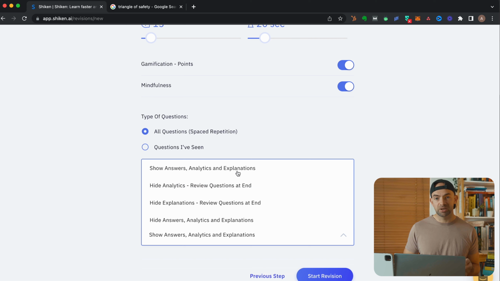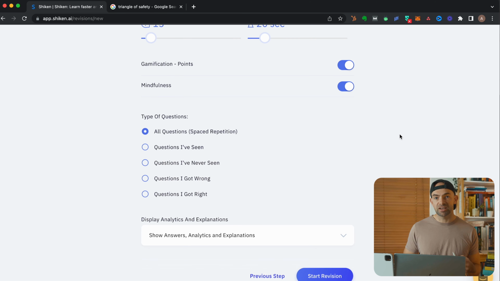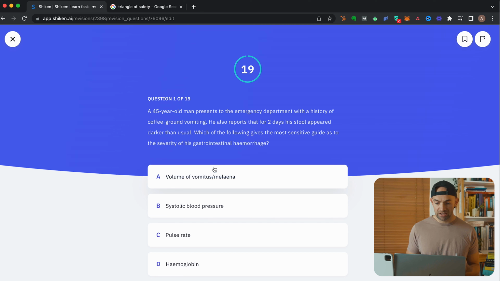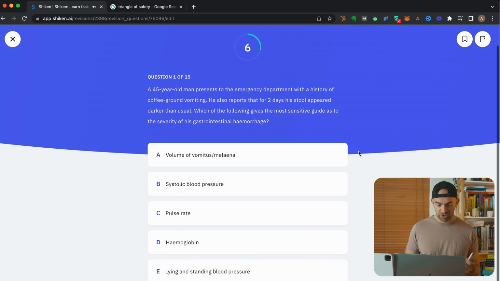So for me, I want to see the explanations because I'm building that context up and I want to learn as I go along. So we hit start revision. I'm then going to go into the system. It gives me a countdown and I can see I'm presented with a clinical scenario here where someone's coming in with some coffee ground vomit. So again, it's jumping into things we haven't yet learned, but that's great. And it says, which of the following gives the most sensitive guide to the severity of GI hemorrhage?